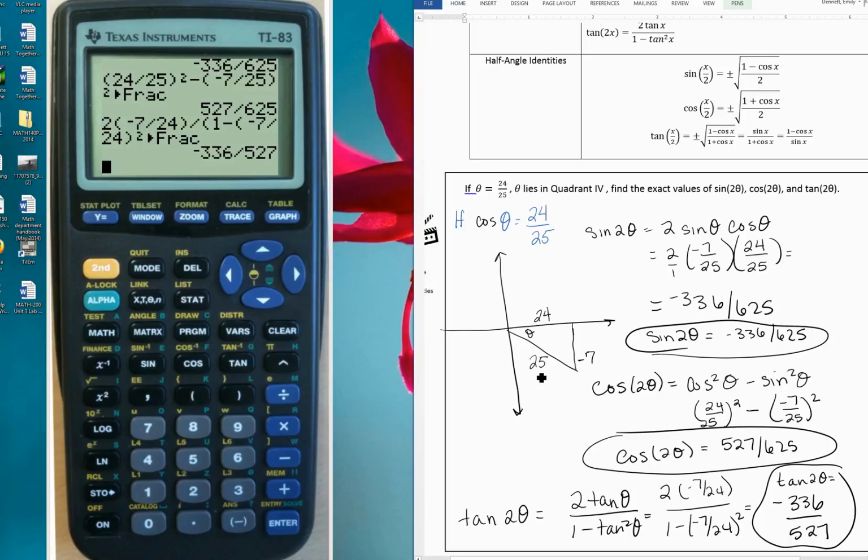Okay, so by setting up the triangle and then using the identities, just by knowing what cosine of the angle was, we were able to find the exact values of sine of 2 theta, cosine of 2 theta, and tangent of 2 theta.